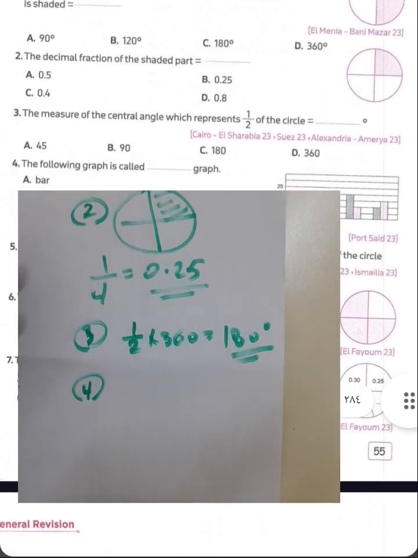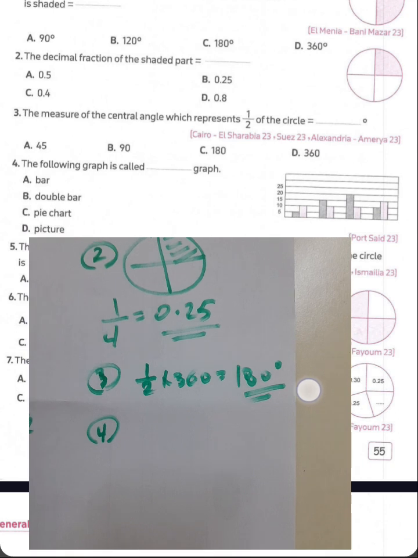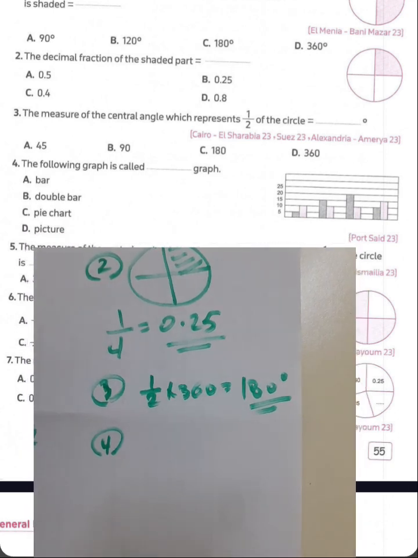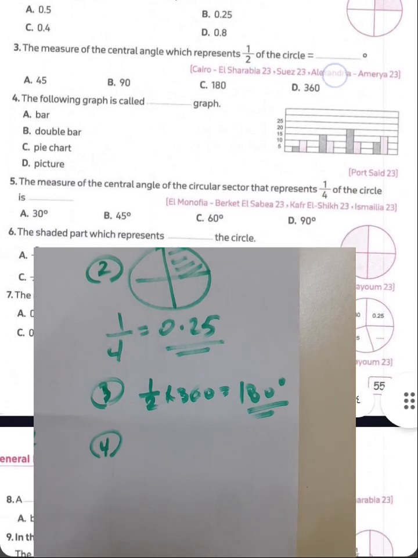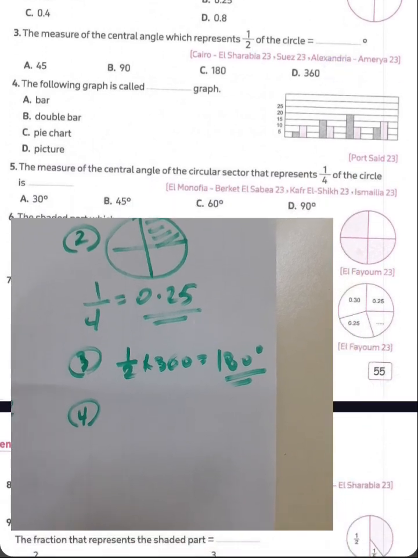Question number 4. The following graph is called what? We have here double, it means what? Double bar. Question number 4, choose letter B. Next question here, number 5. Okay, 4, choose letter B.